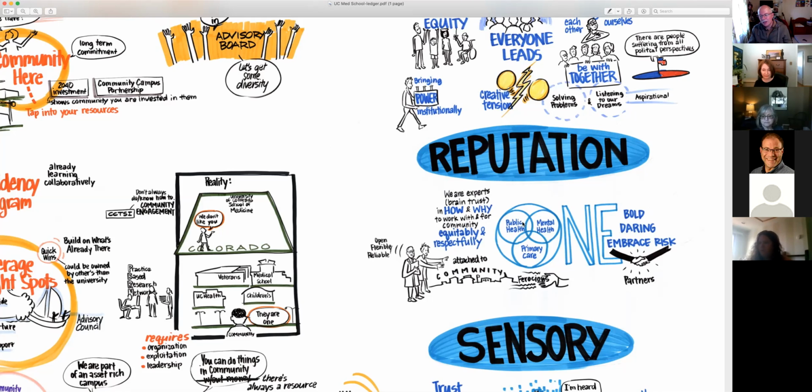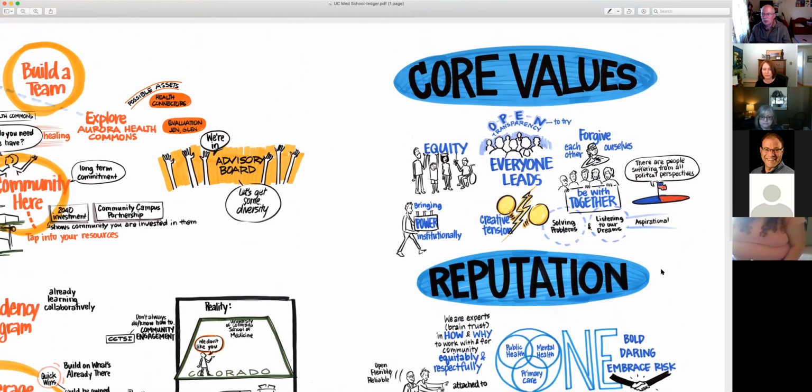And then over here was this notion that we should have a reputation for thinking holistically about community that includes primary care, public health, and mental health as a holistic, unitary view. And that we want to be known as being bold, daring, and embracing risk. And that we do that in partnership with others. No pressure.